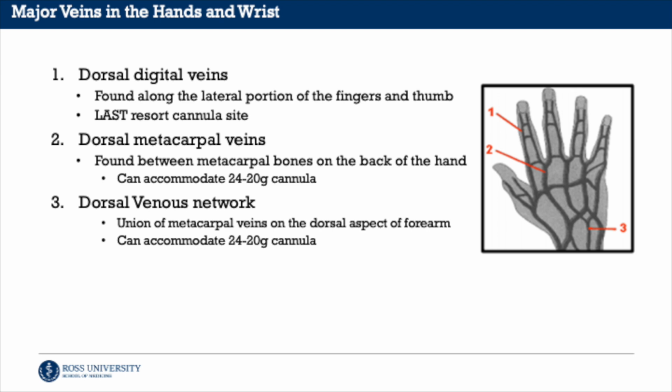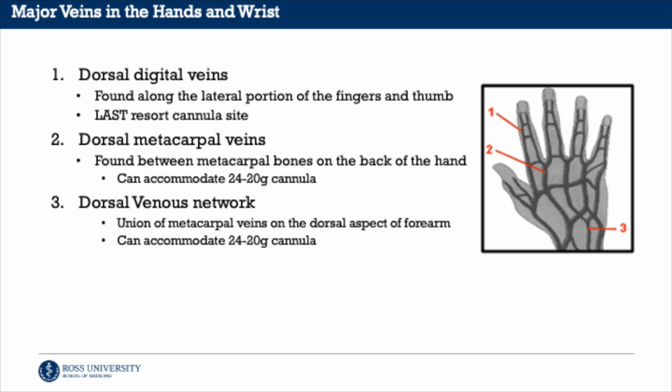Let's discuss the major veins in the hands and wrist. There are three major veins we can pick from. The dorsal digital veins, indicated by number 1 on the image, the dorsal metacarpal veins, indicated by number 2 on the image, and the dorsal venous network, indicated by number 3 on the image.